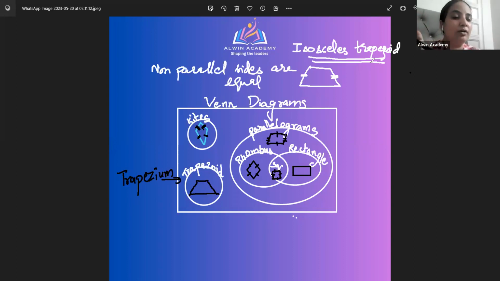Got it, everyone, or not? So if you have this picture memory in your head of this Venn diagram, you will be able to answer those 1 markers in the exam then. Got it? Okay, ma'am.